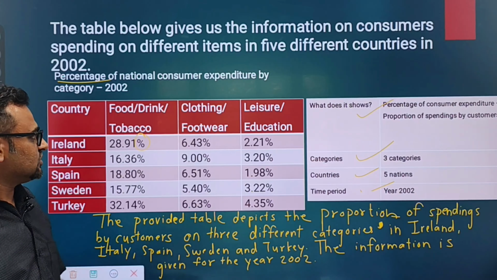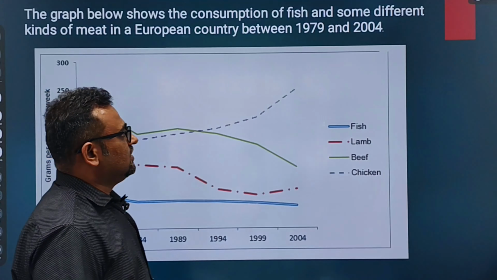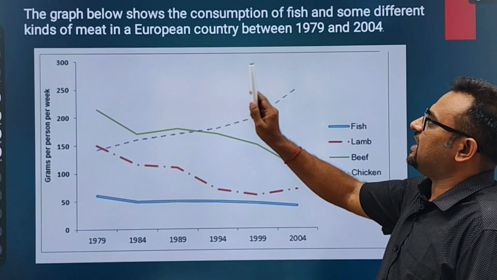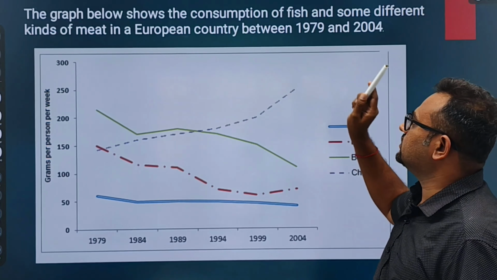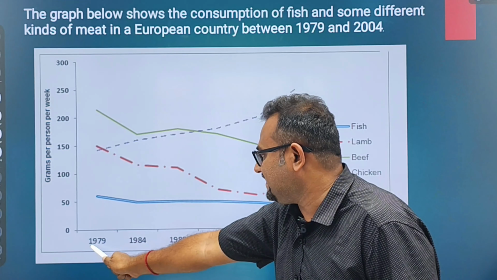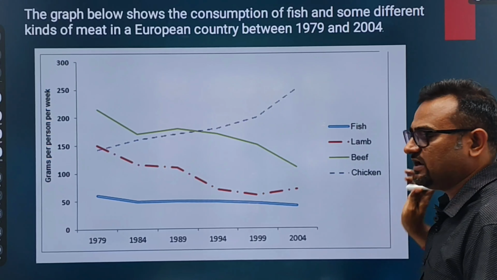Now let's see one more example. The next example is of line graph. You can see the graph below shows the consumption of fish and some different kinds of meat in a European country between 1979 and 2004. You can see here the graph, the data ranges from 1979 to 2004 and four different categories are compared.